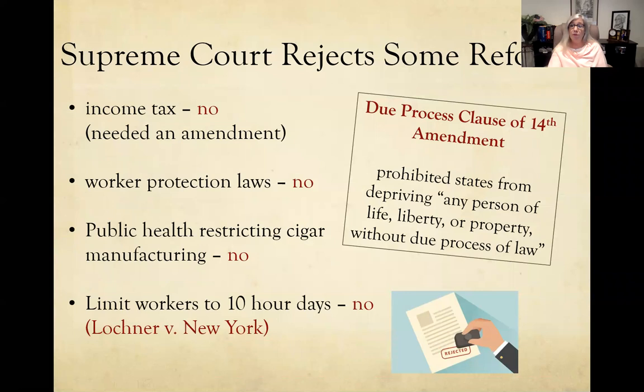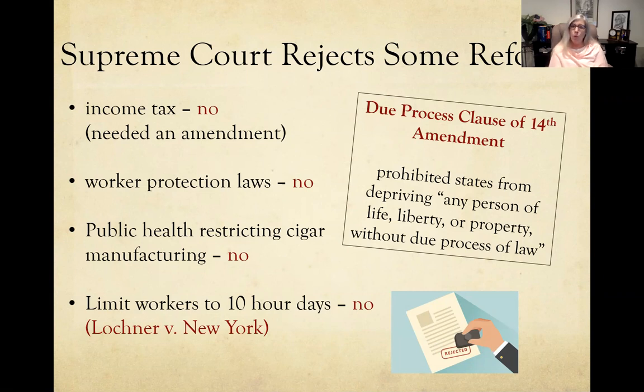Okay, some of the reforms actually get rejected by the Supreme Court. So we've got the income tax that is not going to be allowed. They say that the legislature, the Congress, can't create an income tax, that actually has to come from an amendment to the Constitution, which will come later. And they're going to strike down a lot of these worker protection laws and a lot of these limits to the work days and that kind of thing.